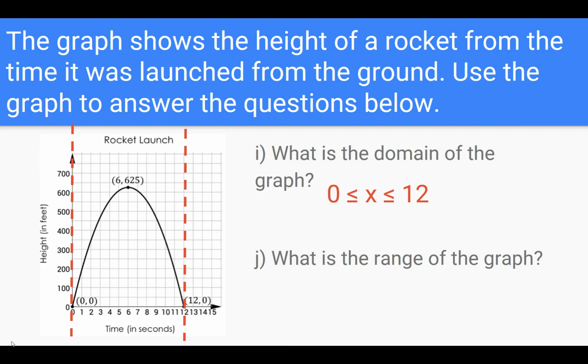So for range, I'm going to cut through the y-axis, right? I'm seeing my y's start down there at the bottom, and then my y's stop up here. So I'm cutting through the y-axis this time. What are my range values? 0 to 625. Yep. So I've kind of drawn a grid around my graph.